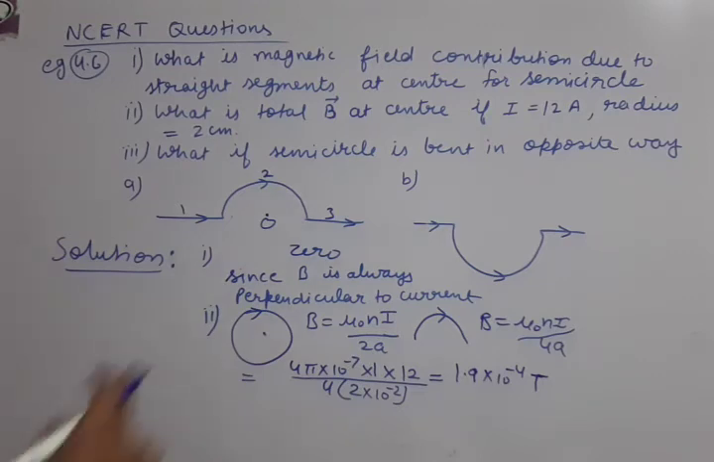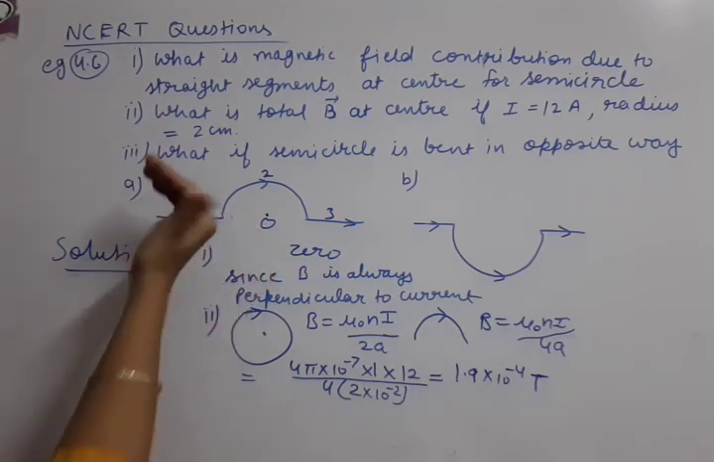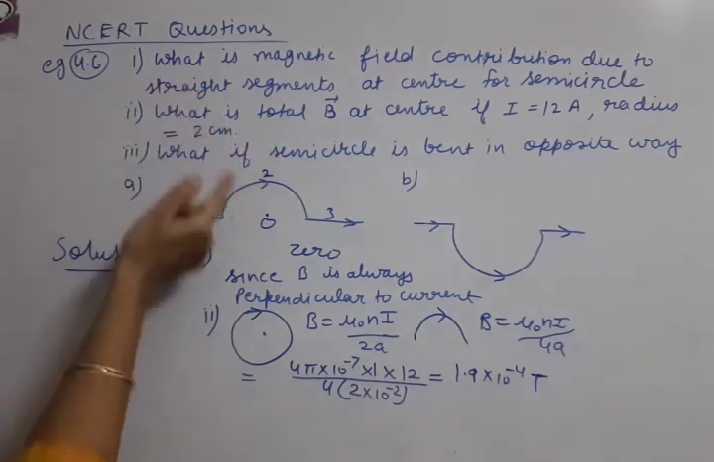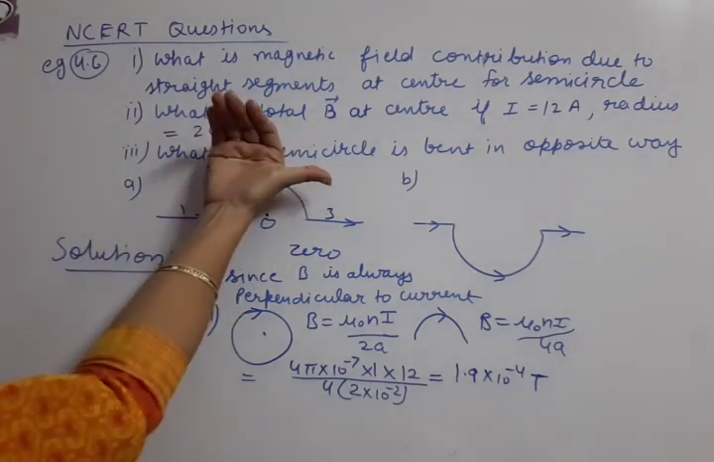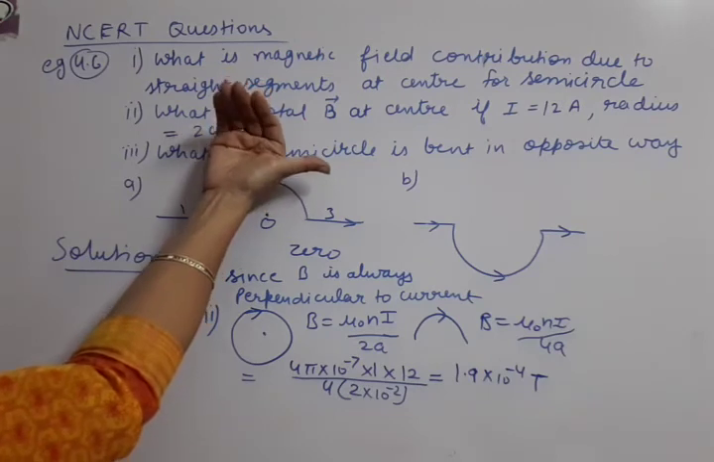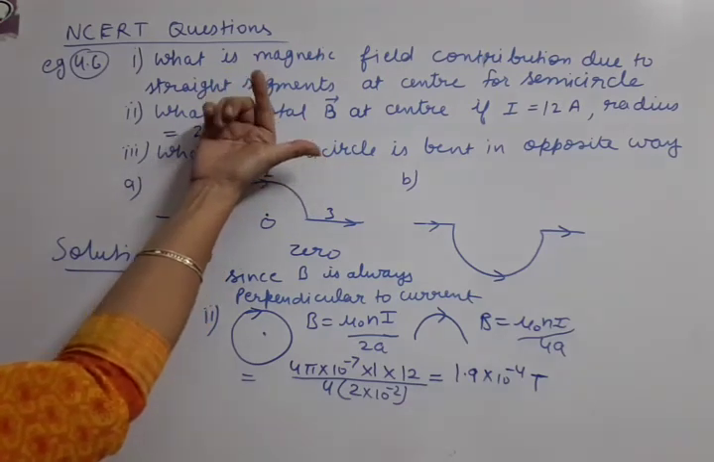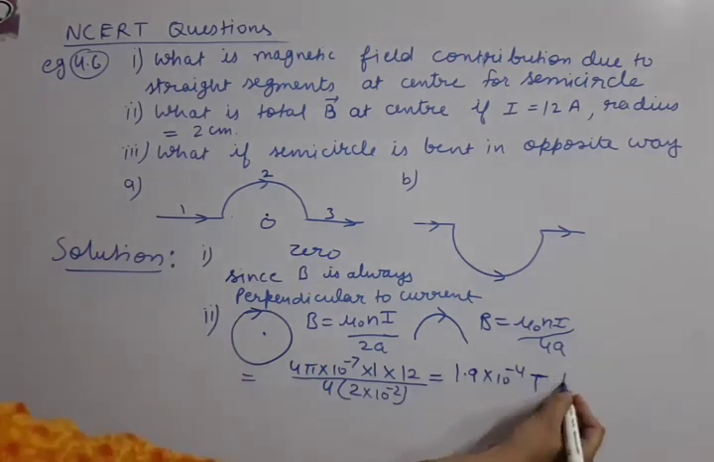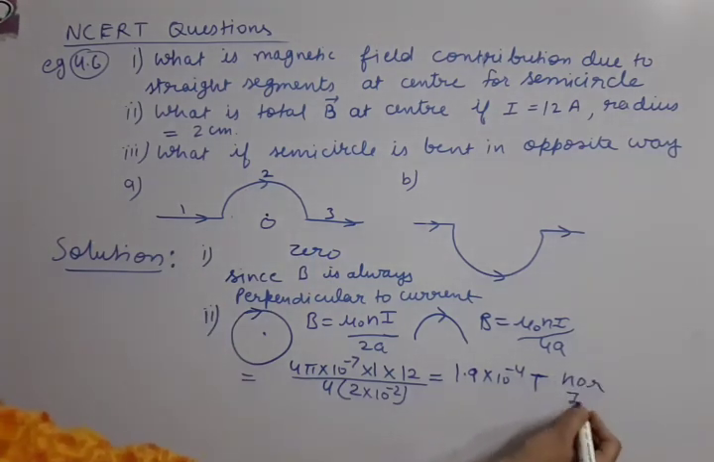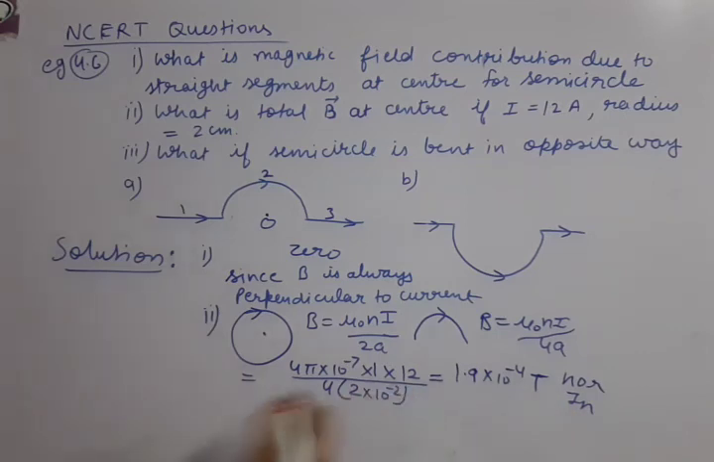And direction also, if only first diagram is given, how to solve direction? Direction of the current is that side, so thumb should be that side. Now fingers are curling and at the center they are going inwards. So here normally inwards is the direction of B.